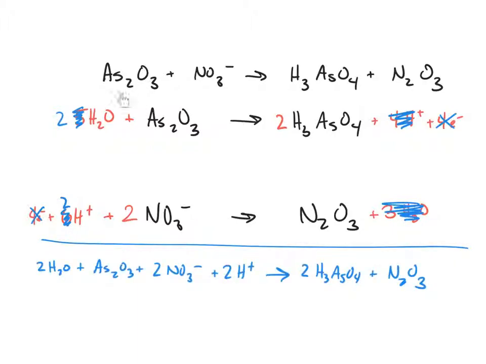And everything on the reactant side. We've got 2 waters, and we've got As2O3, so that's here. And I've got 2 hydrogens and a 2 NO3s, so that's those. There's 4 things to add up on the reactant side. On the product side, anything that didn't get canceled out remains: 2 H3AsO4s and just the 1 N2O3, and everything should remain balanced. All the elements are balanced, all the charges are balanced, and I'm all finished.